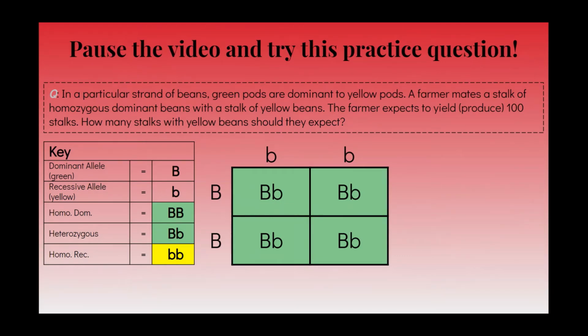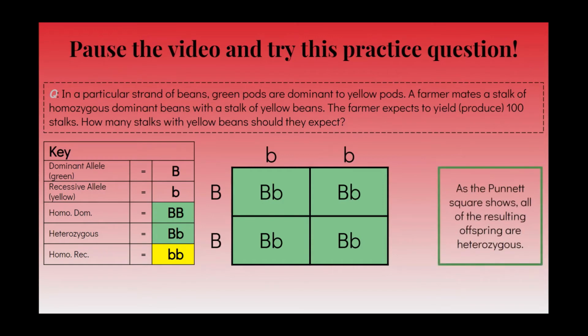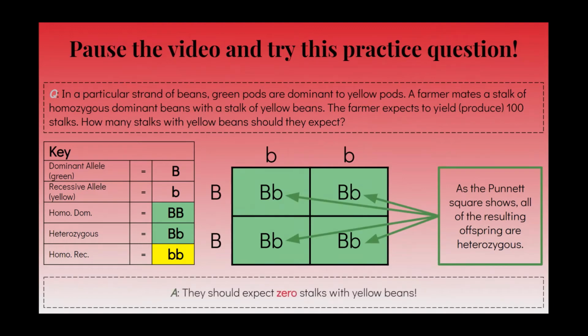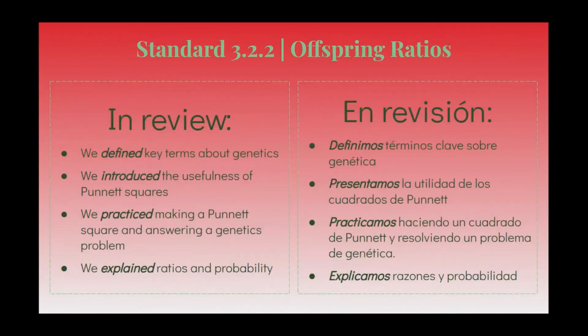I do my cross and I come up with all of the resulting offspring being heterozygous. All of them are heterozygous. This tells me that my answer is this farmer should expect 0 stalks with yellow beans. 0 of their 100 stalks should be yellow beans.